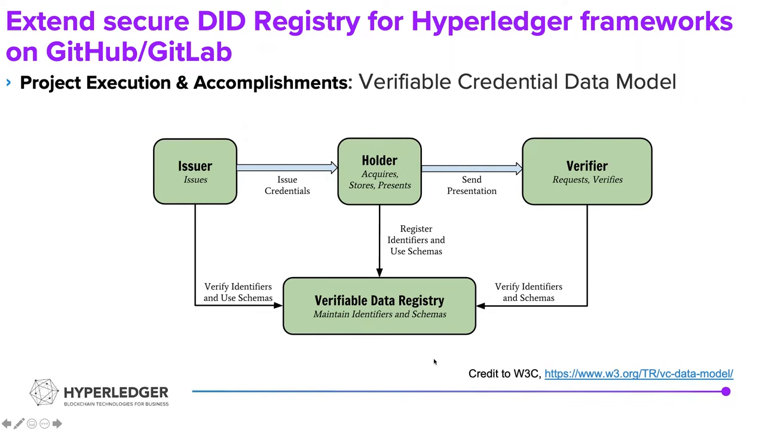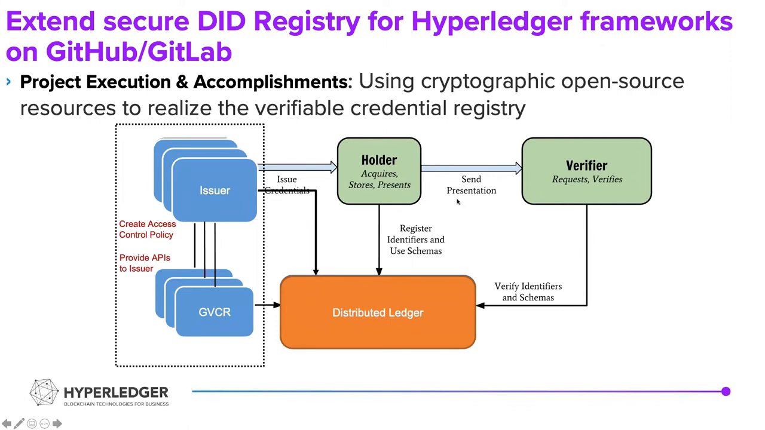So in our project, currently there are some existing Hyperledger projects. For example, for the verifiable data registry, Hyperledger Indy has provided a distributed ledger as a verifiable data registry, and I also noticed that some communities use Hyperledger Aries to build the issuer and verifier. Okay, so back to our project.